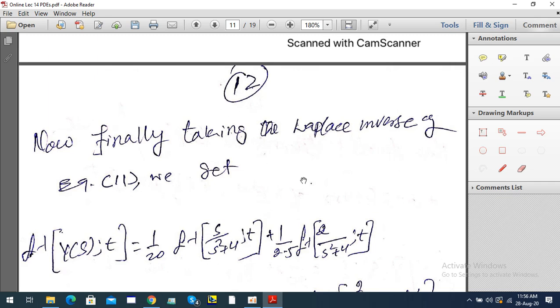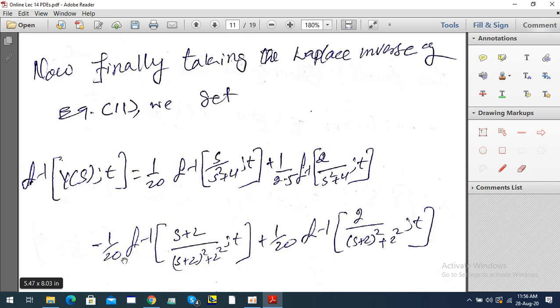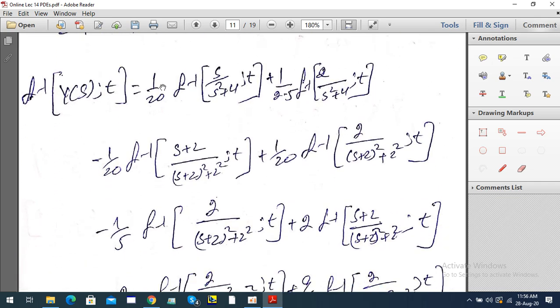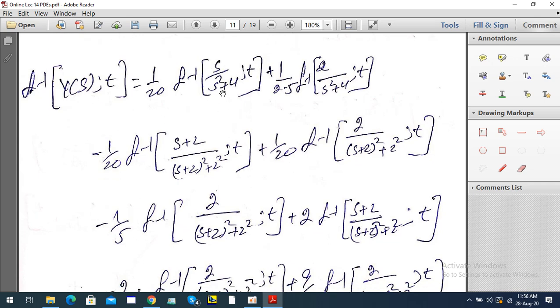Now finally, taking the Laplace inverse of equation 11, we get the Laplace inverse of the left hand side and the Laplace inverse of the right hand side. 1 by 20 is common, so I have taken it out, the Laplace inverse and Laplace inverse of 1 by t. So you can see here, when something is plus or minus with the s, we apply the shifting theorem here.